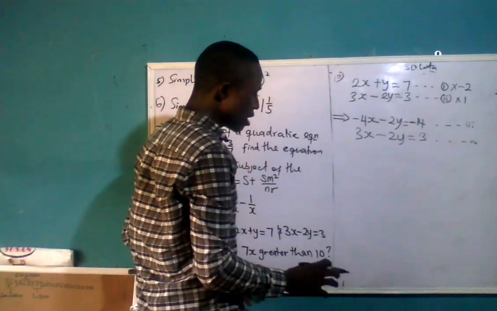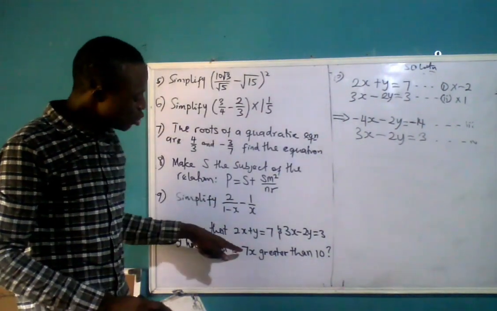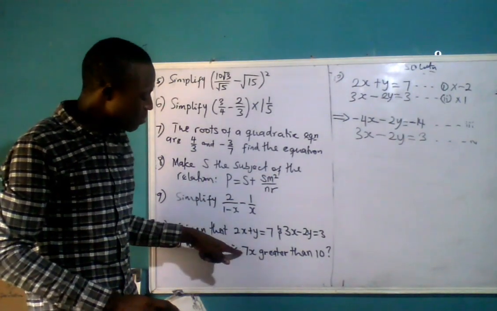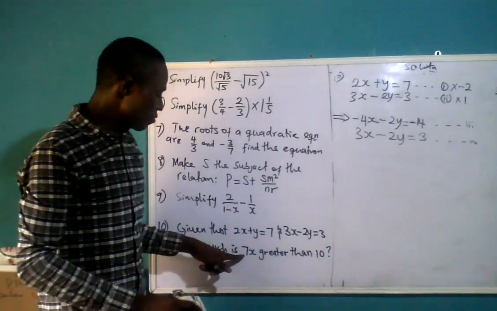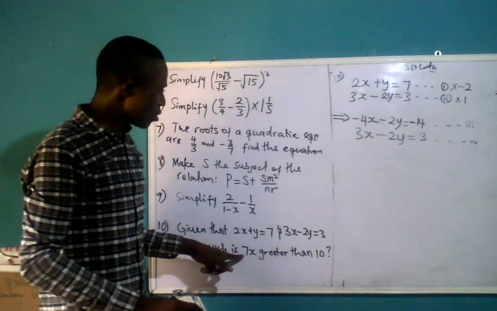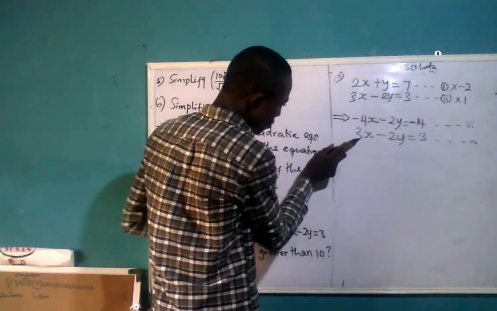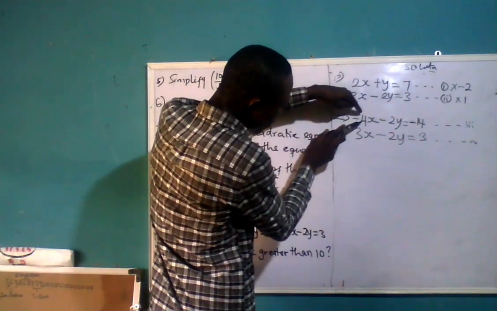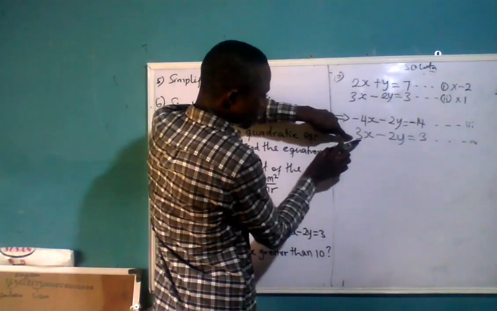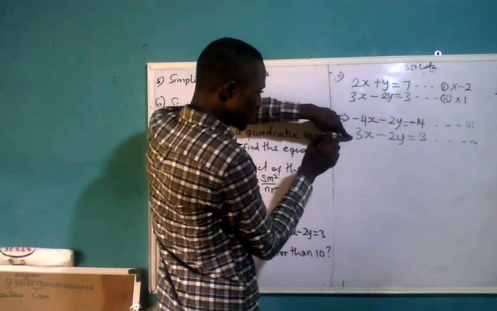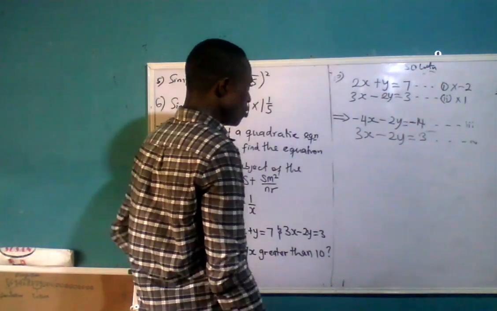Now what do you do now? I said earlier that you should be careful enough to go by the way of achieving 7x at the end of the solution. Now, if you subtract this equation from this equation, it just means that you'll be having minus 4x minus 3x. That will actually give you minus 7x. You are getting something close to 7x.